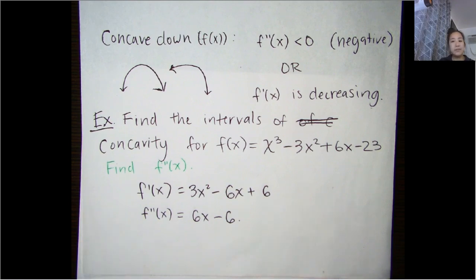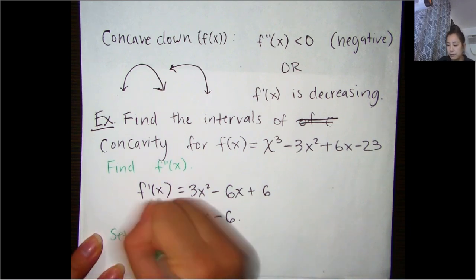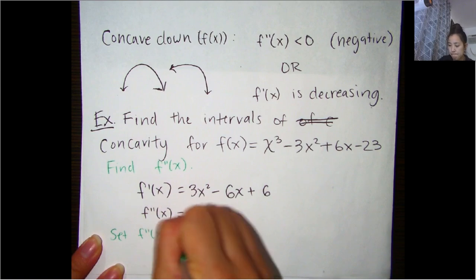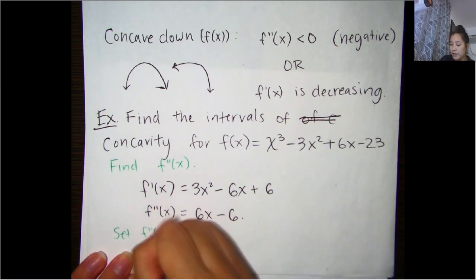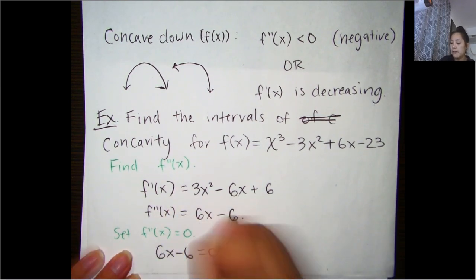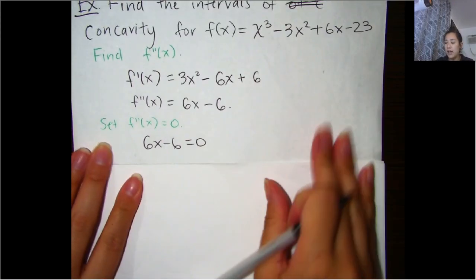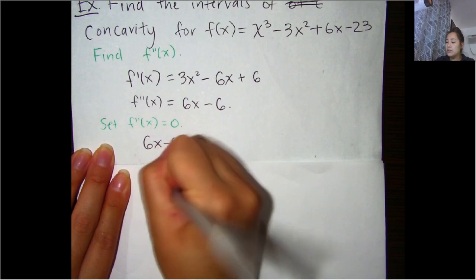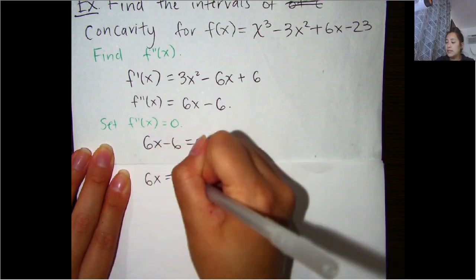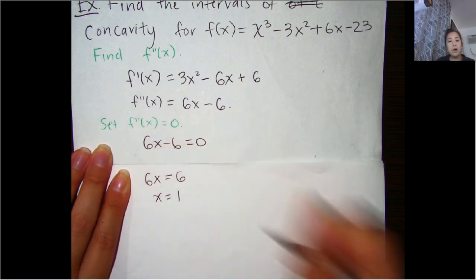Same thing as when you're doing increasing and decreasing intervals, it's going to be the same for concavity. The only difference is we're using the second derivative versus the first derivative. So we'll set the second derivative equal to 0, and you get 6x minus 6 equals 0. If you solve that, you get 6x equals 6, and so x equals 1.